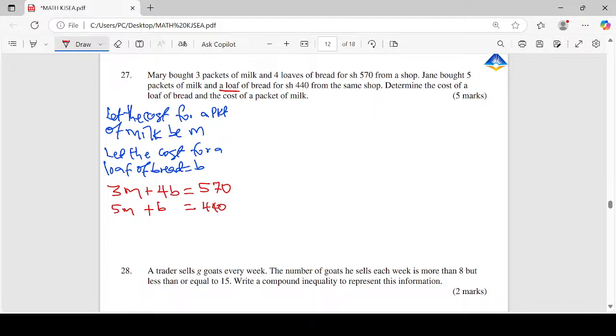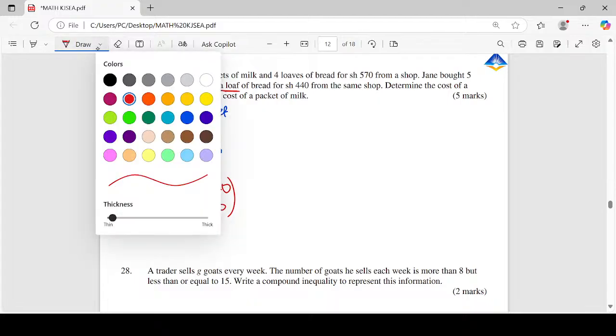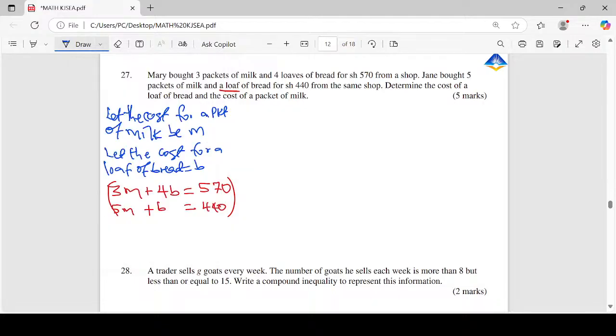I can solve these 2 equations simultaneously by multiplying. Maybe I want to eliminate M. If I want to eliminate M, I'm going to multiply the lower equation by the coefficient of M from the upper equation, that is 3. And the upper equation, I'm going to multiply by the coefficient of M from the lower equation, that is 5.